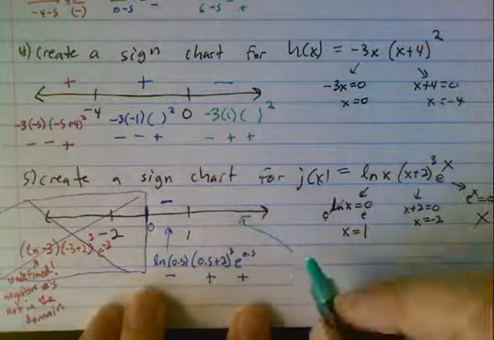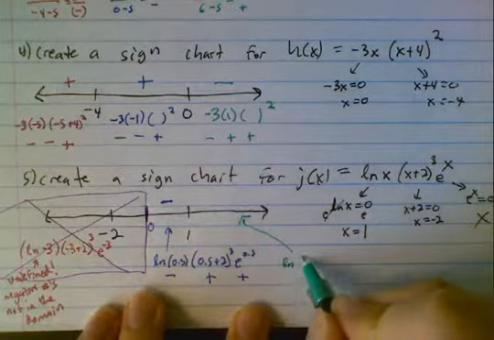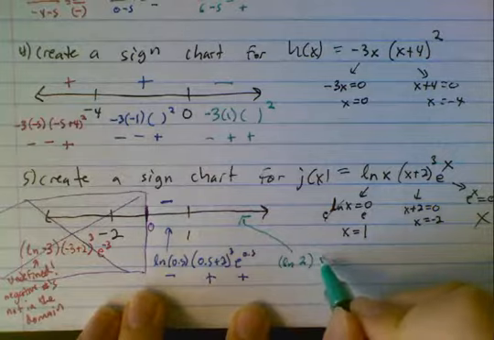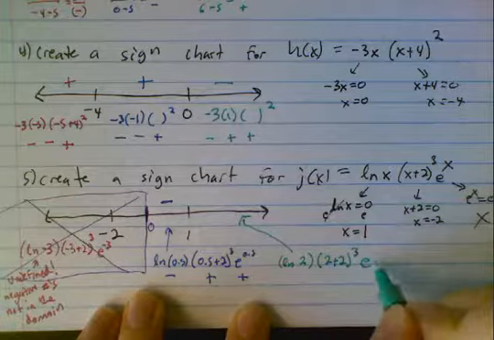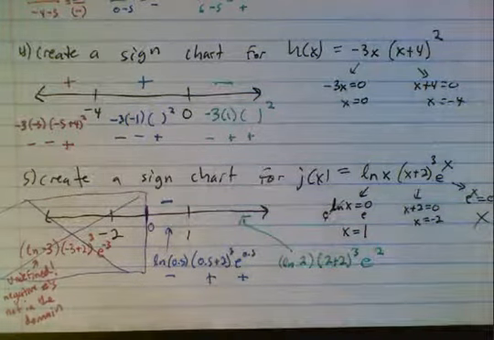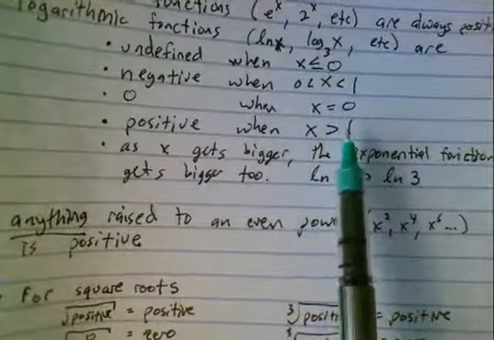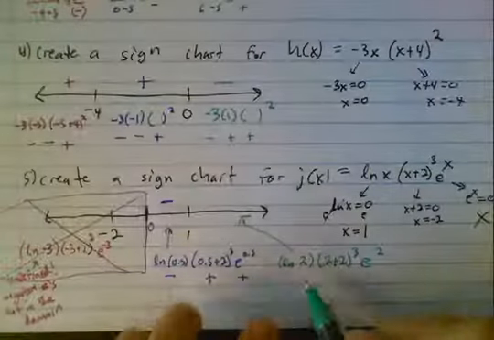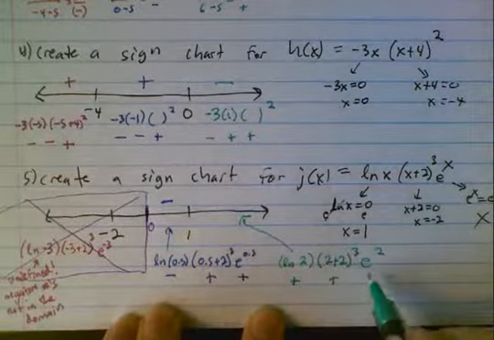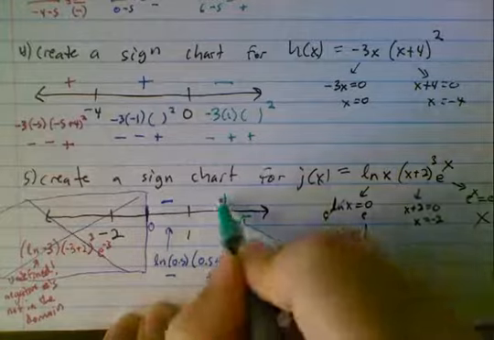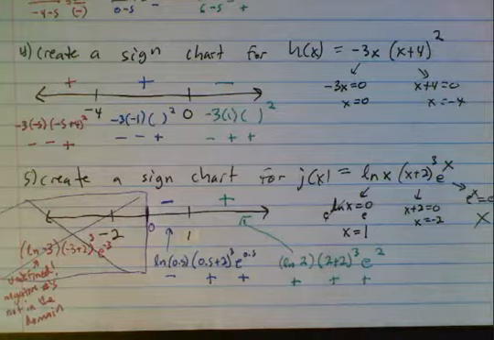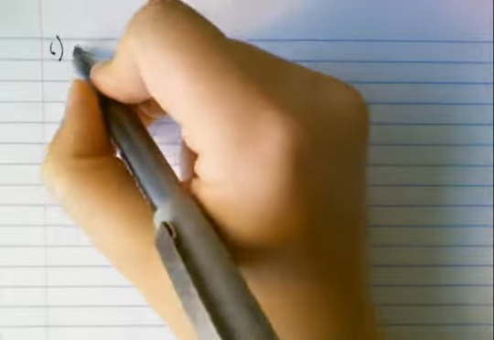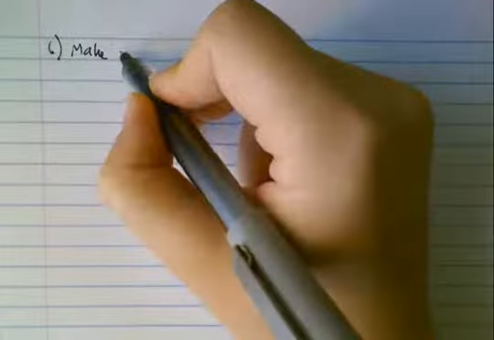This one over here, let's pick a number bigger than 1. So 2. So natural log of 2, 2 plus 2 cubed, e squared. If x is greater than 1, then the logarithmic function is positive. Positive cubed is positive, and e to the whatever is always positive. So there's our sign chart. We just have to be careful with the little natural log if we see them show up. We're going to do one more problem together and then a check for understanding problem.